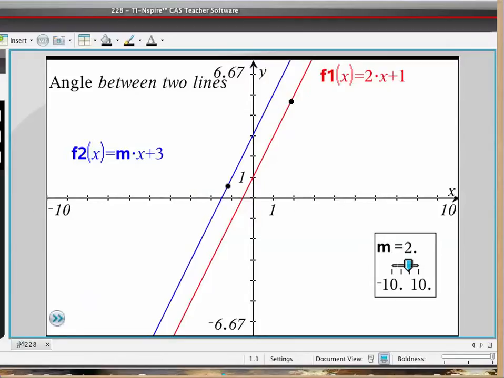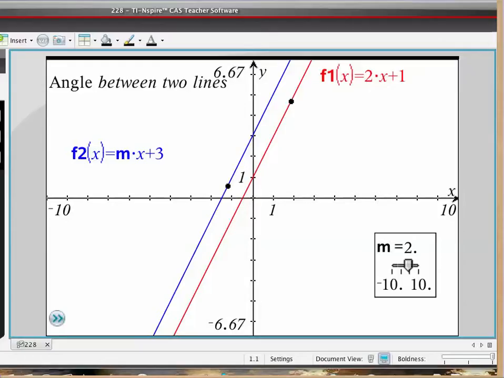There's no angle between the lines because these two lines never intersect. Therefore, they never form an angle, which means that the blue line and the red line are parallel. The slope of this blue line right now is m equal to 2. Notice that the blue line slope is 2 as well as the red line slope is 2. Parallel lines always have the same slope.